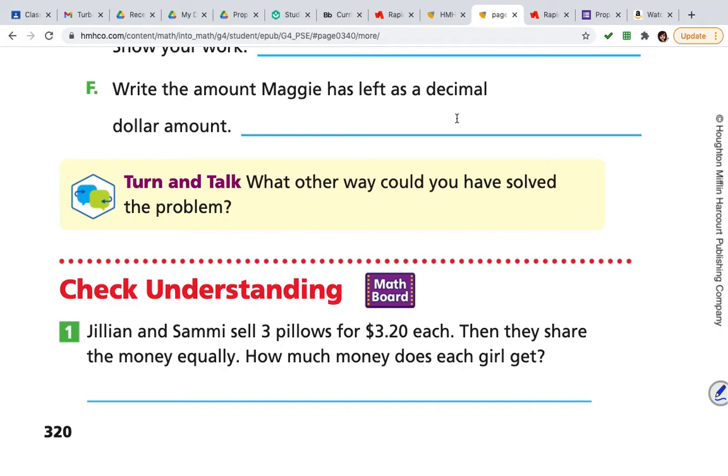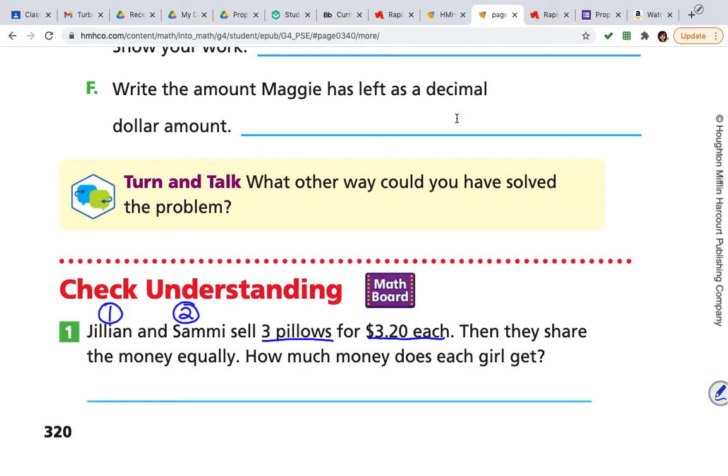Okay, so you should have done number 1. Jillian and Sammy, that's 2 people. So we have 1 person, 2 people. Jillian and Sammy sell 3 pillows for $3.20 each. Then they share the money equally. So they're going to share the money, they're going to divide by 2. Okay? How much money does each girl get?